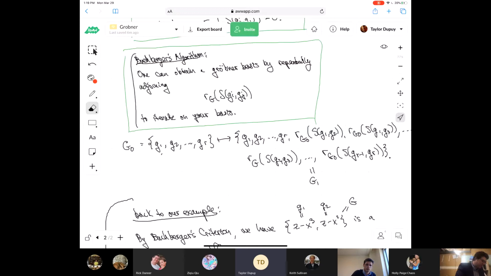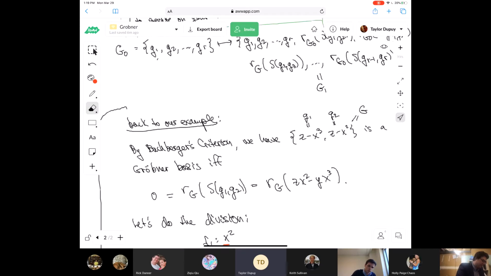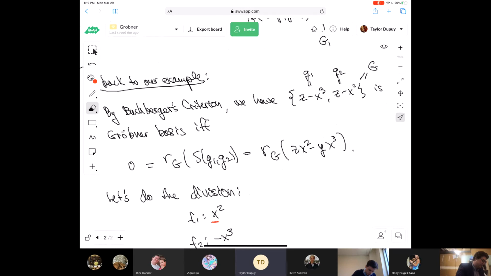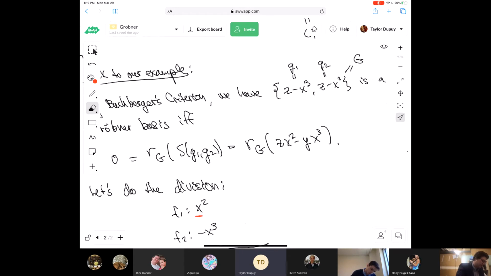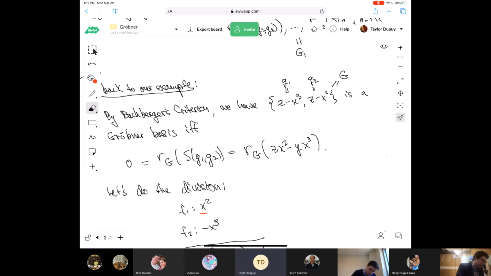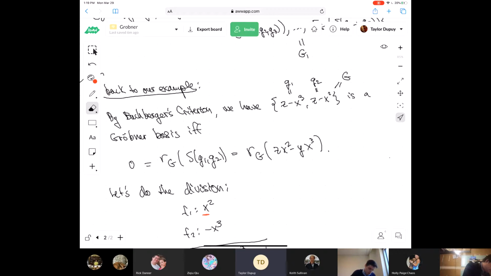Okay. So now we went back to this example about ideal membership. So here in our previous computation, with respect to the same term order where z is bigger than y is bigger than x, we have that this basis right here where z, this should be y here.